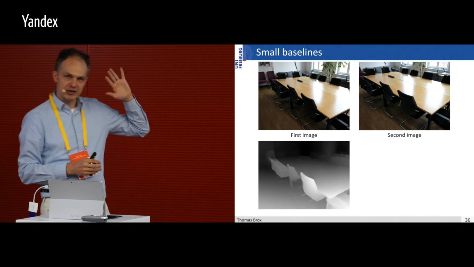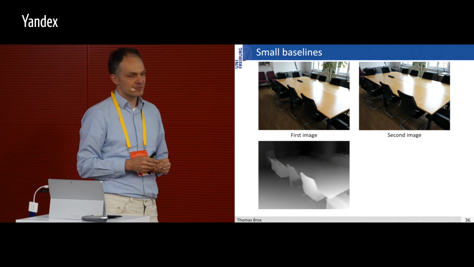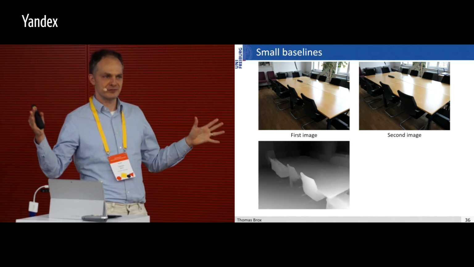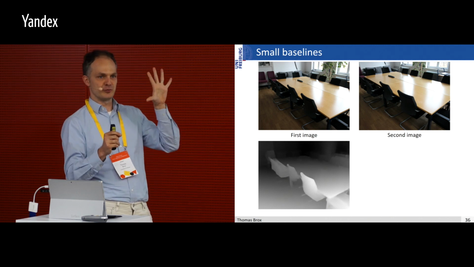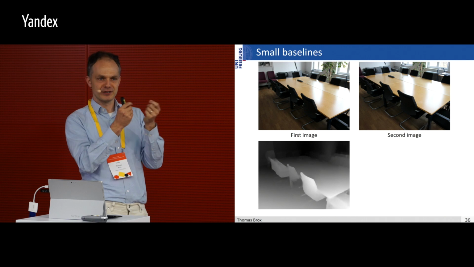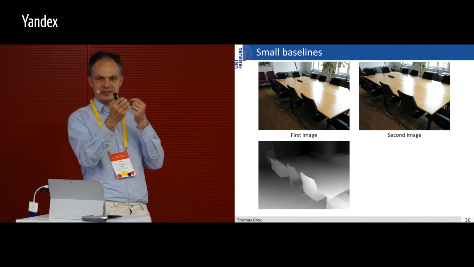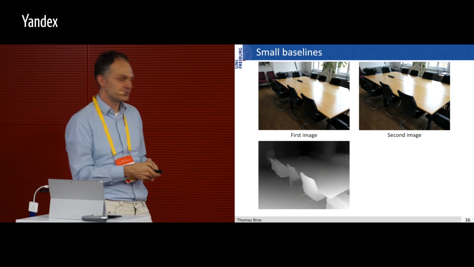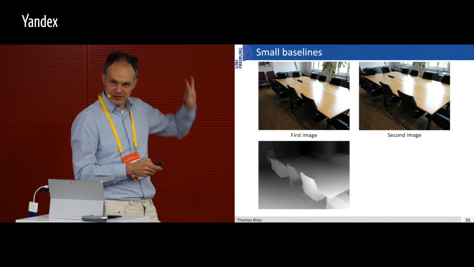A big advantage over classical methods is that the method doesn't degenerate if the baseline gets smaller. So if you move the camera only a little, then these classical methods don't have enough change in the image structure to compute the depth. And this still works quite well.